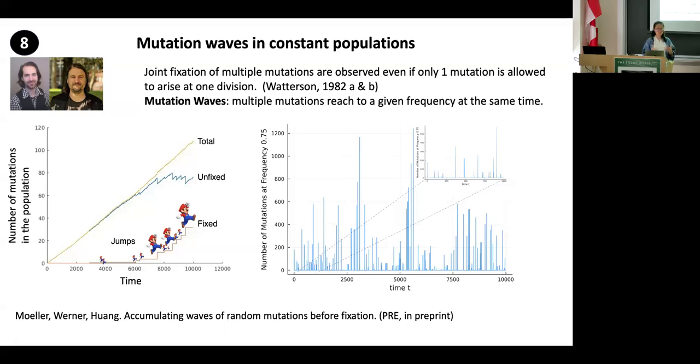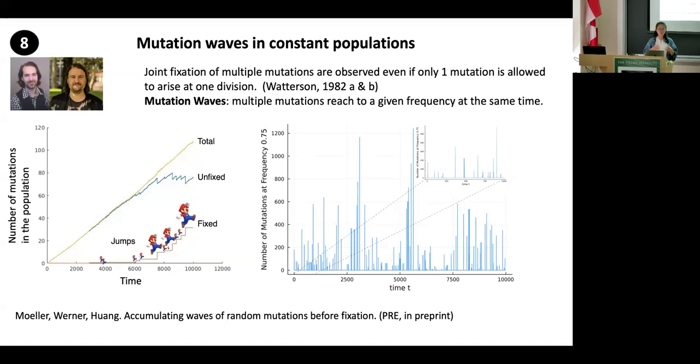So what are mutation waves? Mutation waves, as we define them, are when multiple mutations reach a given frequency at the same time. You can think about this figure here. This is time, and this is the number of mutations in the population. What you can see is that those fixed mutations go with jumps. This means that you reach mutation frequency 1. And this has already been worked on a lot historically by other people. But what hasn't been worked on is what happens before fixation.